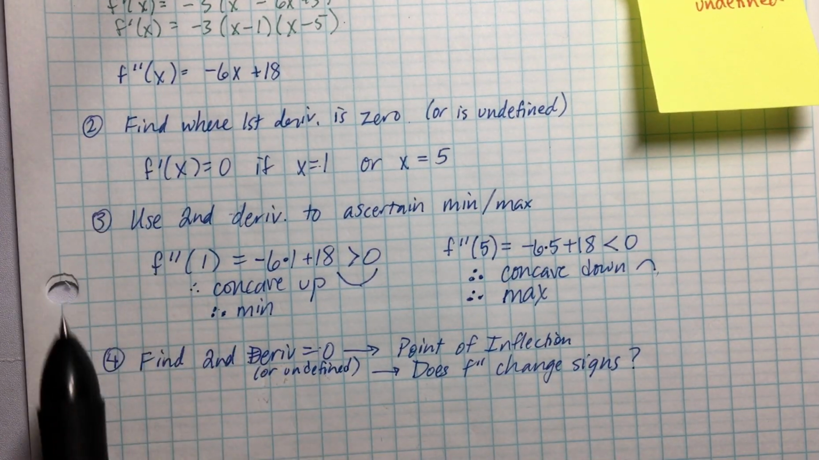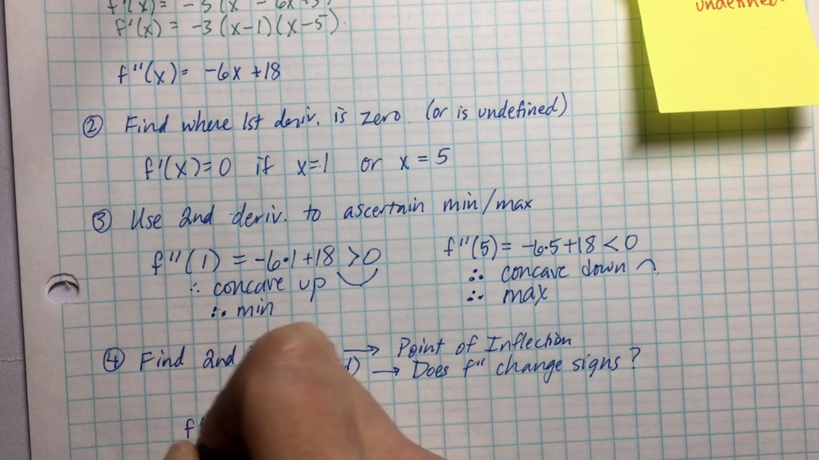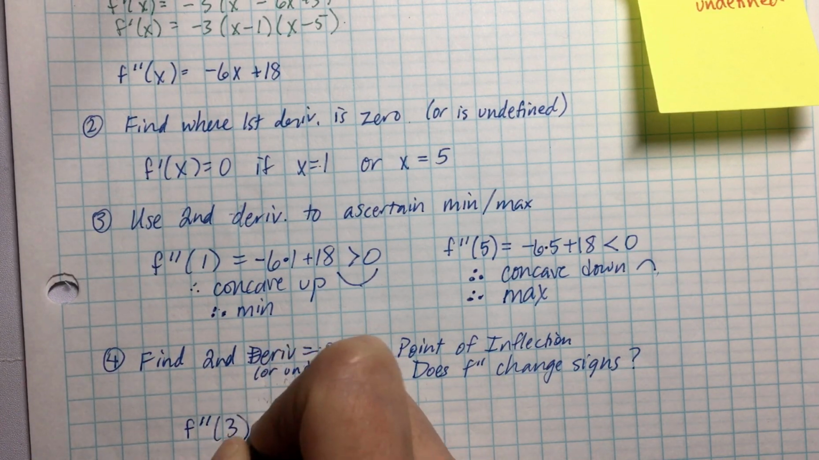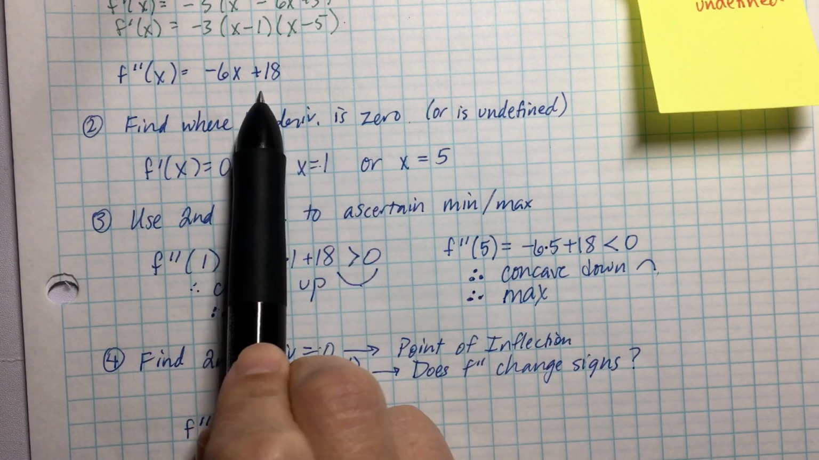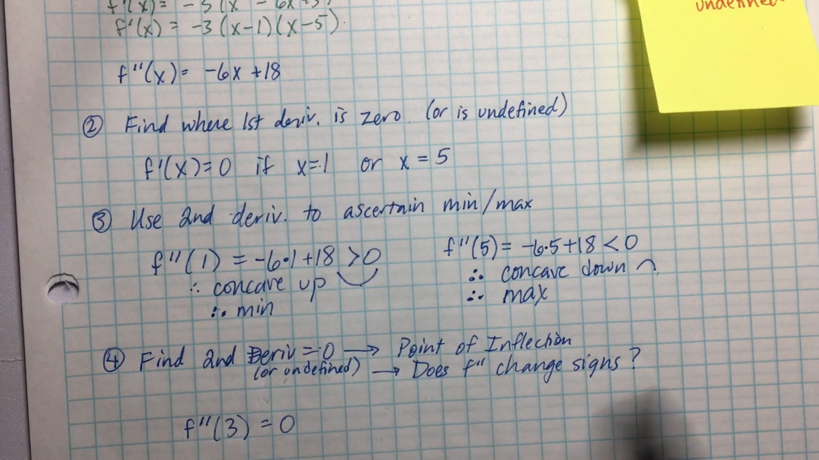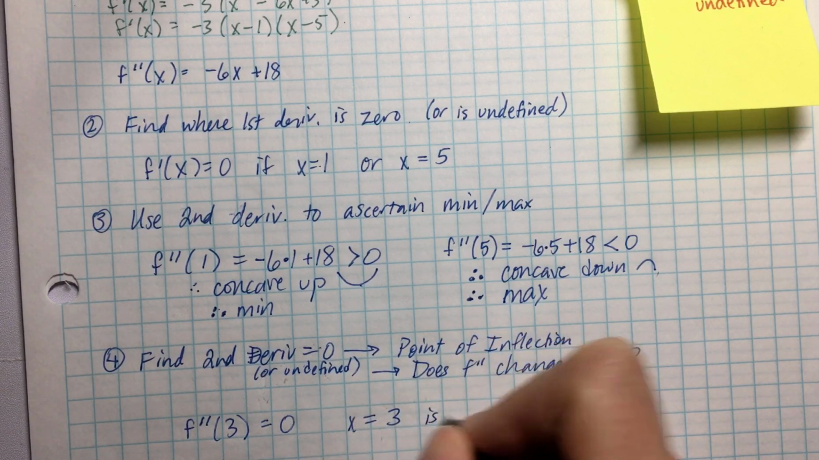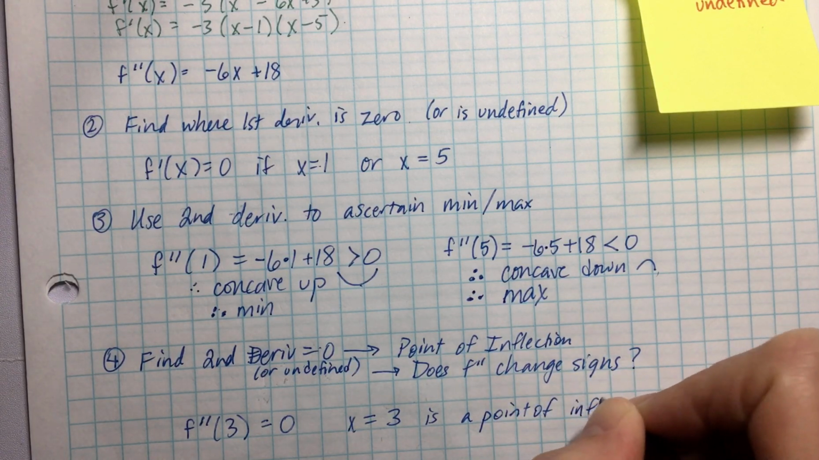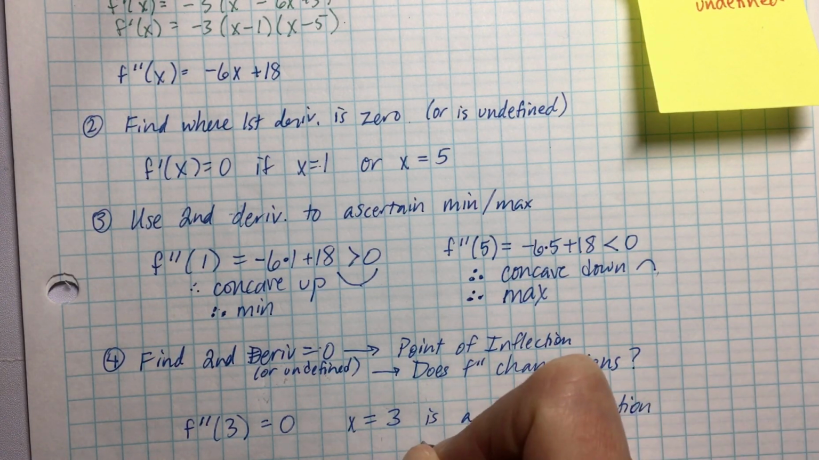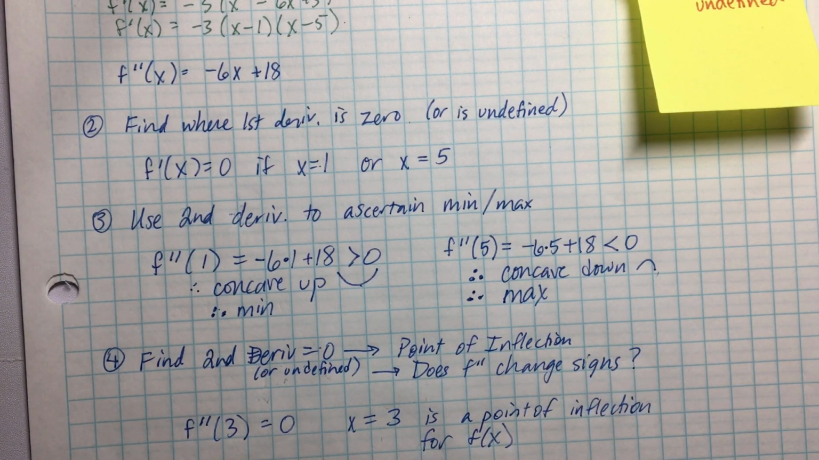So looking at our second derivative, f double prime being negative 6x plus 18, f double prime of 3 equals 0. And it's a linear function, so I know it changes between positive and negative. So x equals 3 is a point of inflection for f of x.